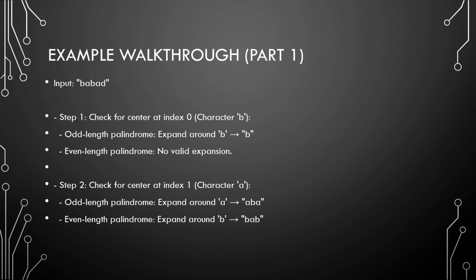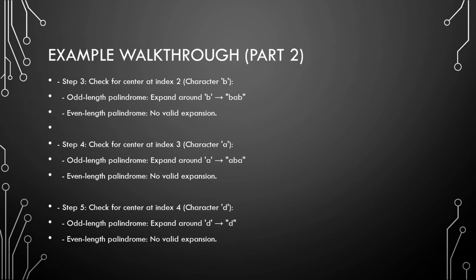Next, at index 1, we check for both odd and even length palindromes centered around the character A, and we find a valid palindrome ABA. Moving on, at index 2, we expand around B and find the palindrome BAB. At index 3, we find the palindrome ABA. Finally, at index 4, we only find a single character palindrome D. After checking all the characters, the longest palindrome is BAB or ABA, which are both valid results.